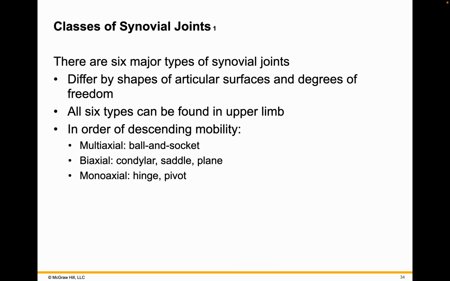There are 6 types of synovial joints, which differ by shape of the articular surface and degrees of freedom. All 6 can be found in the upper limb. They're in order of descending mobility, so more mobility in a multiaxial, a little less in a biaxial, and even less in a monoaxial. Ball and socket are multi, condylar, saddle, and plane are bi, and hinge and pivot are mono.